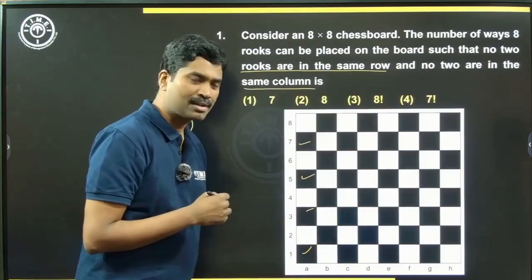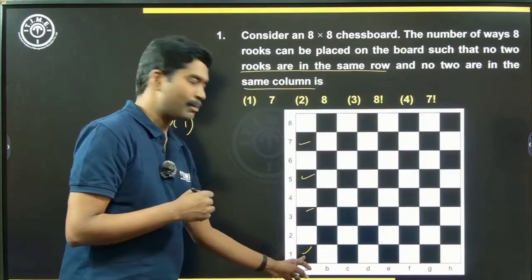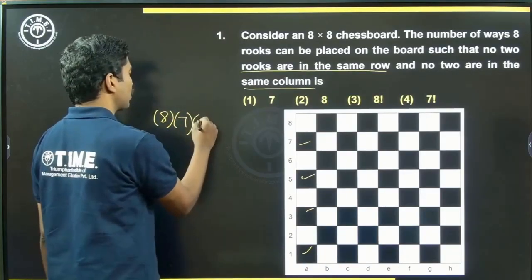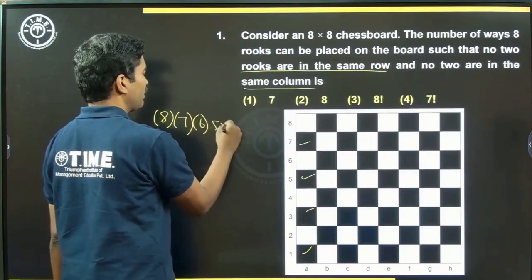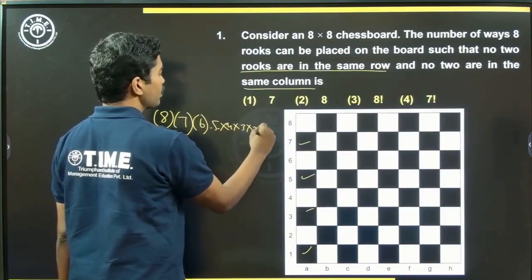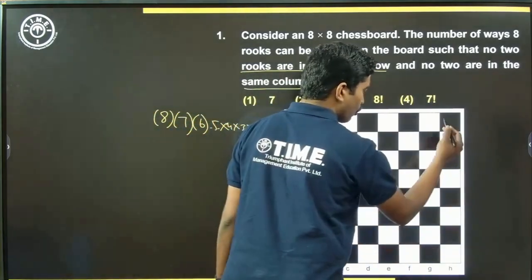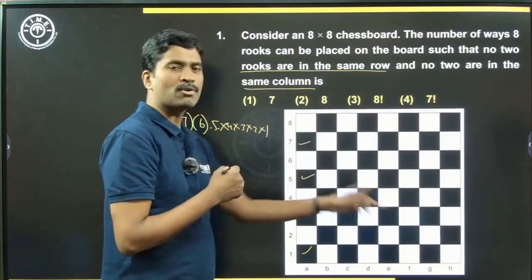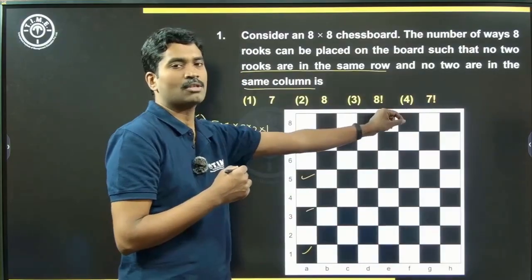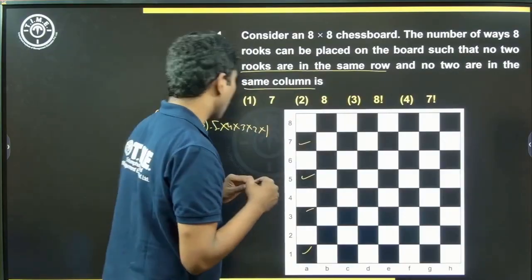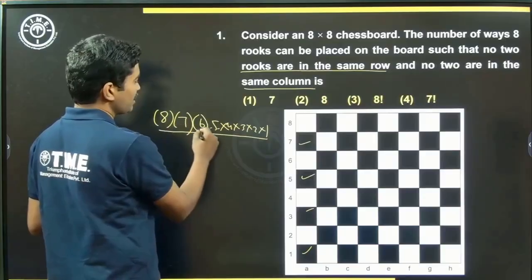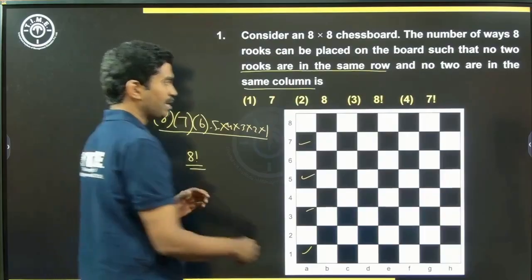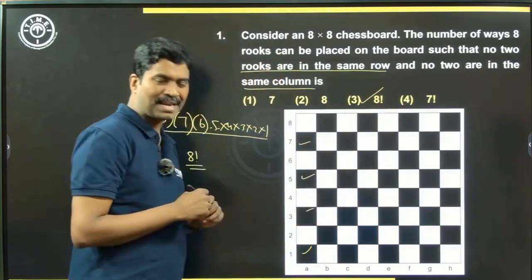What about the third rook? 1 row is already taken in column A, the second row is already taken in column B. This rook has only 6 rows to choose from, and so on, till into 5, into 4, into 3, into 2, into 1. Now this last column, 7 rooks have already been placed in 7 rows. Only 1 row remains. So in the last column, you just take the rook and place it in that row which is not occupied. So the total is 8 into 7 into 6 into 5 into 4 into 3 into 2 into 1. We know that is written as 8 factorial. That's option 3. 8 factorial is our answer.